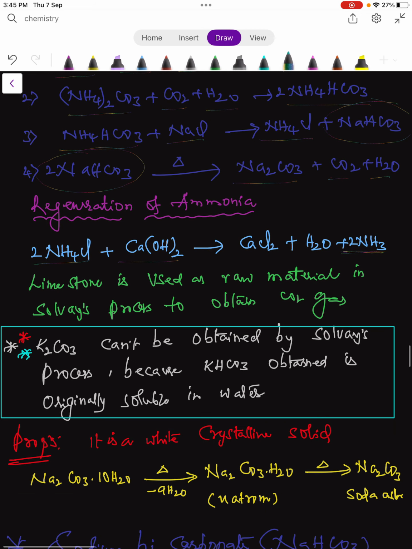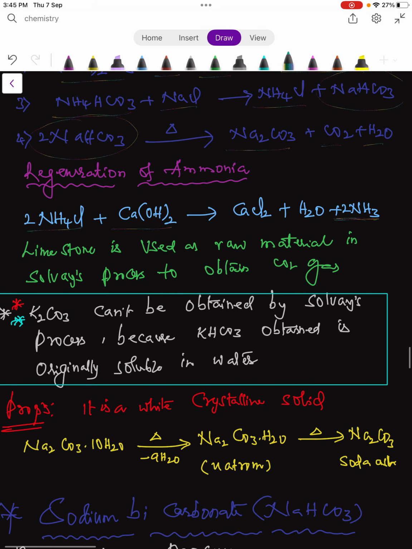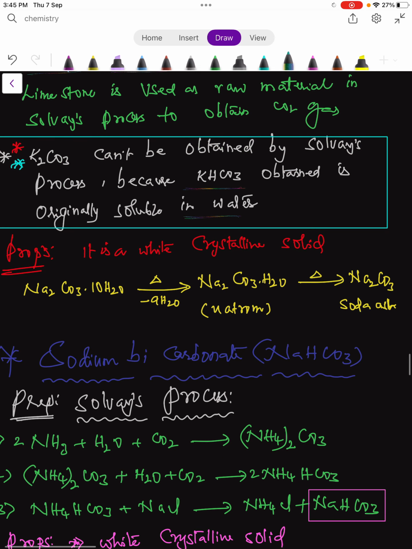But here the question is, like sodium carbonate, potassium carbonate is not prepared by the Solvay process. The reason for this is whatever K2CO3 is released can be converted to KHCO3, and this KHCO3 is soluble in water. If it is soluble, it is not suitable to prepare potassium carbonate. Properties: it is a white crystalline solid.